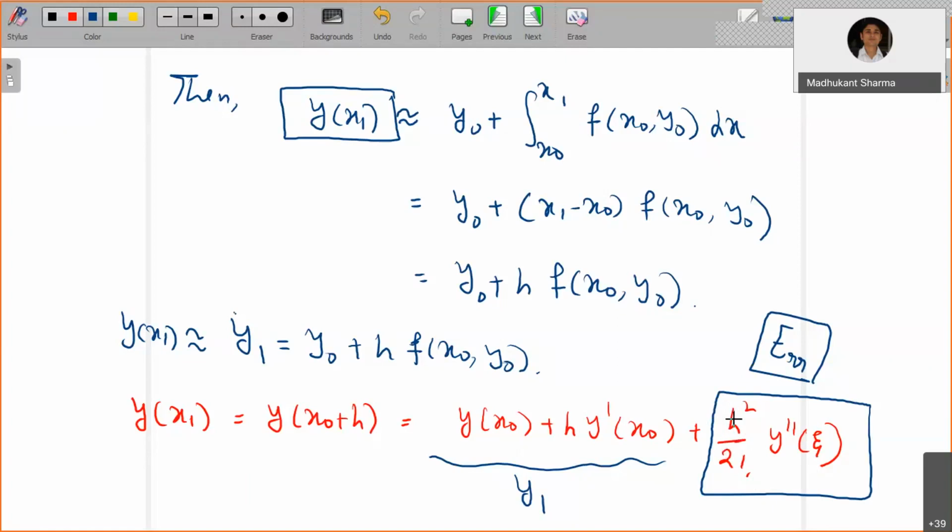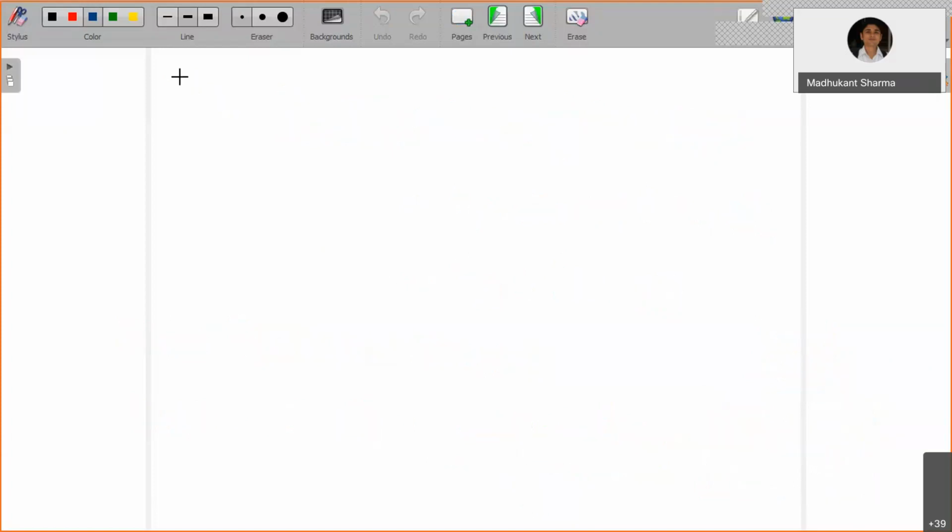Okay, so in this fashion you can understand that to reduce the error you should move with small step sizes. Right, so now we have moved from x0 to x1. In a similar fashion, let x2 be equal to x1 plus h. Then what is y at x2?